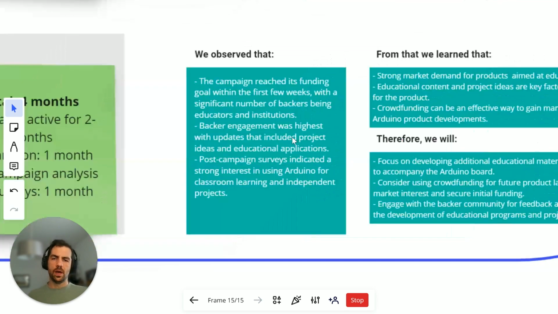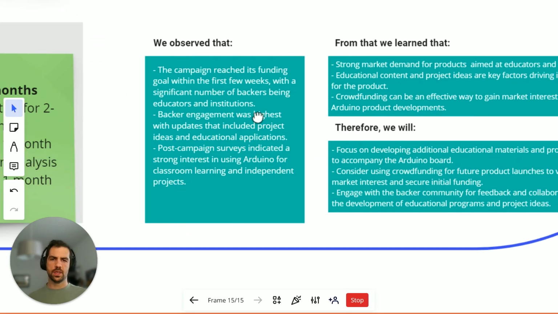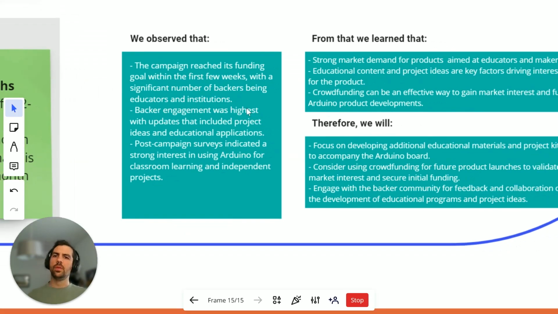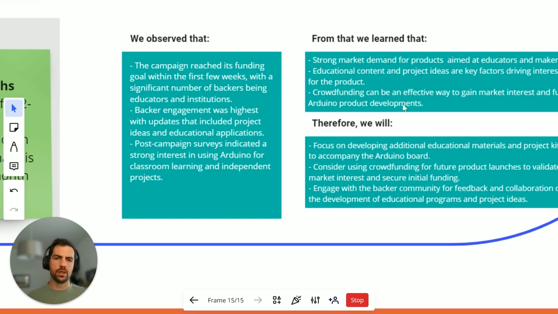And now let's imagine this has finished, and we are going to the learning phase and understanding if this was a success or not. We observed that the campaign reached its funding goal within the first few weeks, with a significant number of backers being educators and institutions. Backer engagement was highest with updates that included projects, ideas, and educational applications. Post-campaign surveys indicated a strong interest in using Arduino for classroom learning and independent projects.